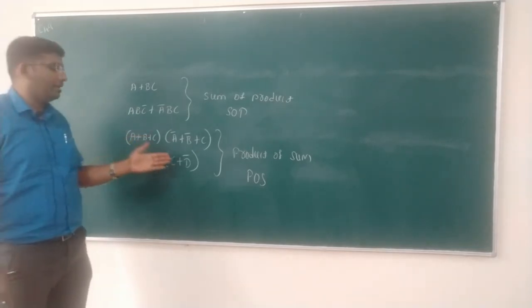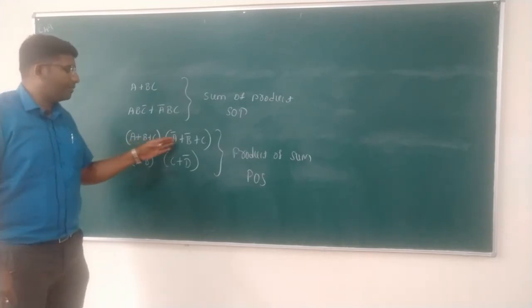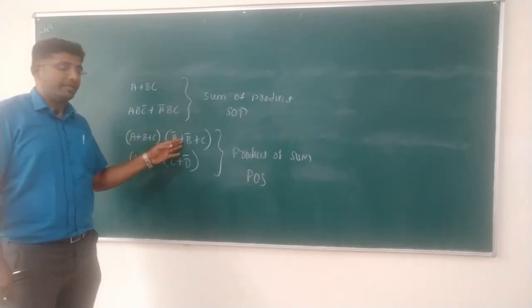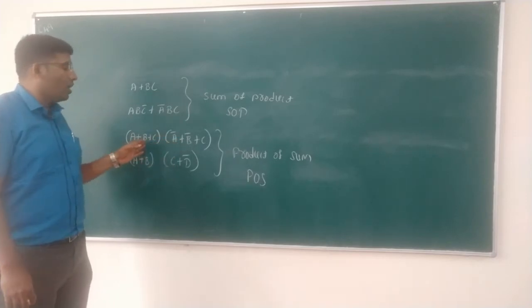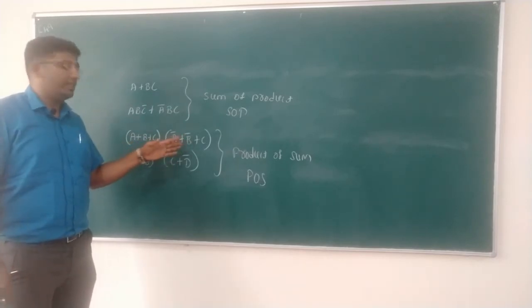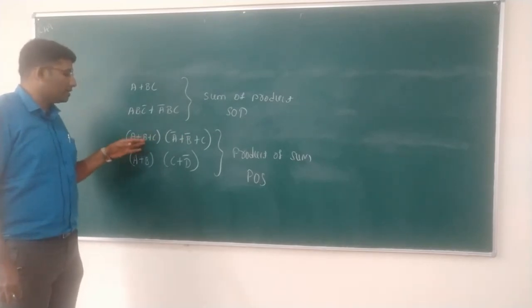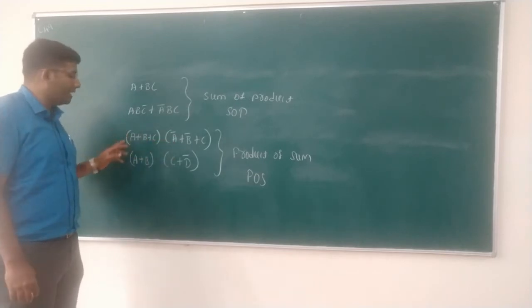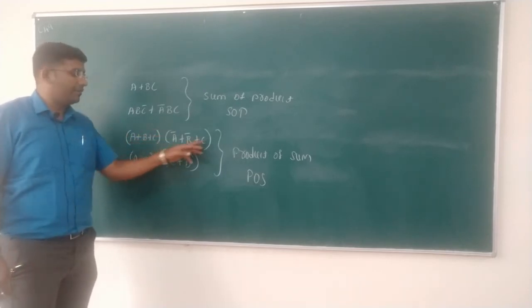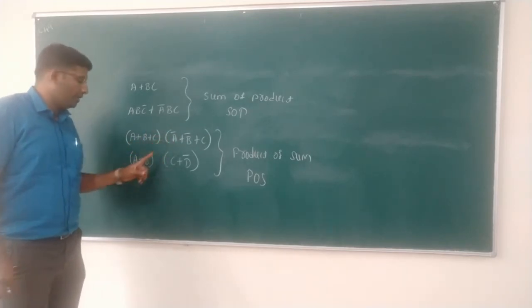In the same manner, in the product of sum method also, the first one can be considered as a product of sum method or a max term because all the variables are present with or without bar. We are adding all the variables. So in product of sums, we are summing the variables A, B, C, we are summing the variables A, B, C, then we are making a multiplication. That's why we are calling this a product of sums.